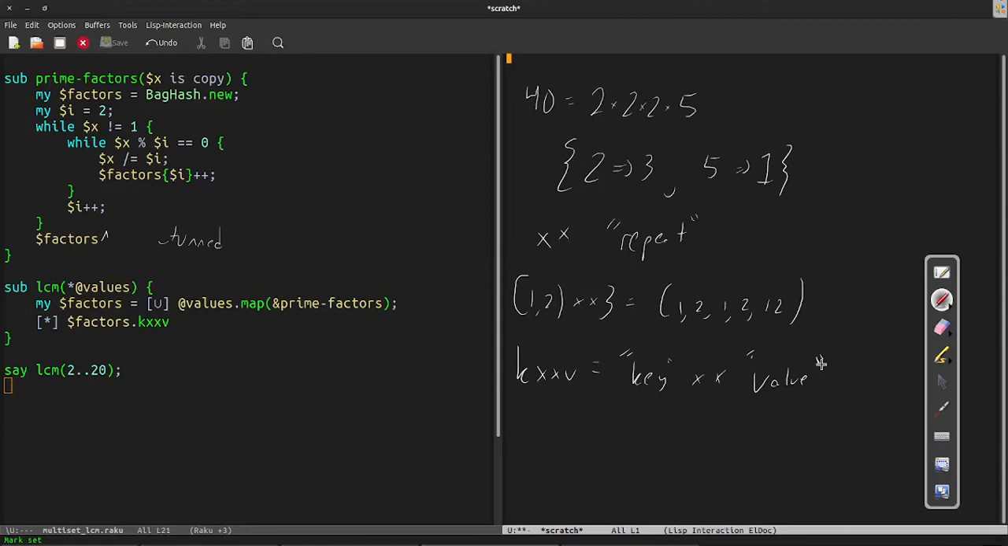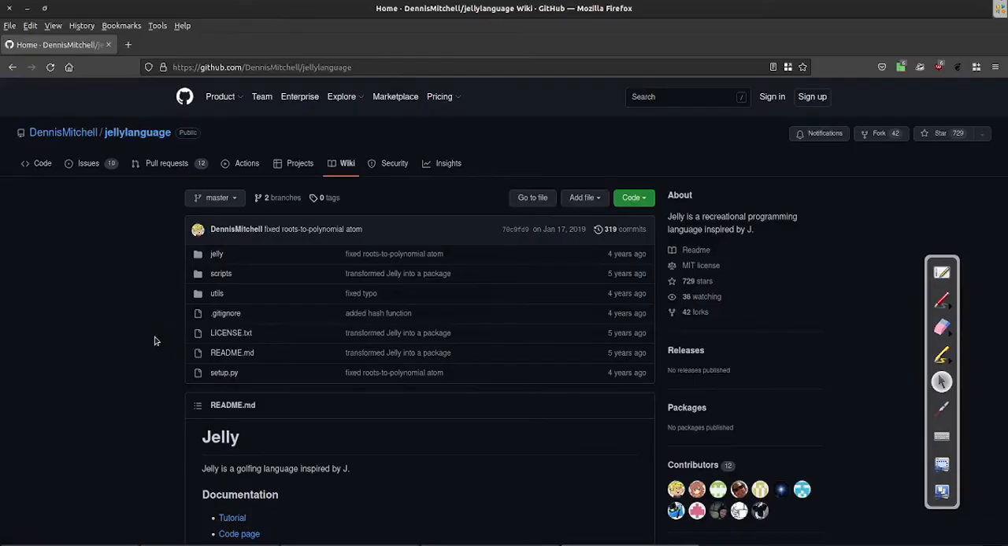Now, let's learn about Jelly. Jelly is a tacit golfing language heavily inspired by J and APL. As such, there's a heavy emphasis on writing short, snappy programs to get a job done, and on being able to combine operators in neat ways without the need to explicitly mention the arguments.